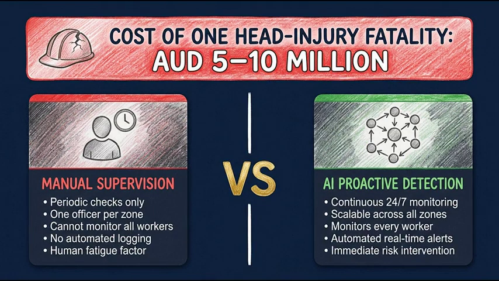A single head injury fatality on a construction site costs between 5 and 10 million Australian dollars in direct costs alone. Manual safety supervision is periodic and coverage limited. The system provides continuous 24/7 monitoring of every camera-visible worker, triggers an alarm within 200 milliseconds of a violation, and generates an automated regulatory-compliant audit log. At scale, it is not just a safety tool. It is a legal liability reduction system, a regulatory compliance platform, and an operational efficiency multiplier.